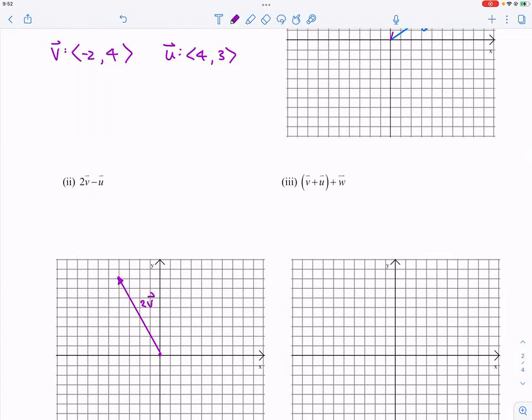And then with the u, it's supposed to be 4 comma 3. Move to the right 4 and up 3. But now with the negative u, you will have to move to the left 4 units and down 3 units. Right here. That's your negative u. And then your resultant vector, it's here.